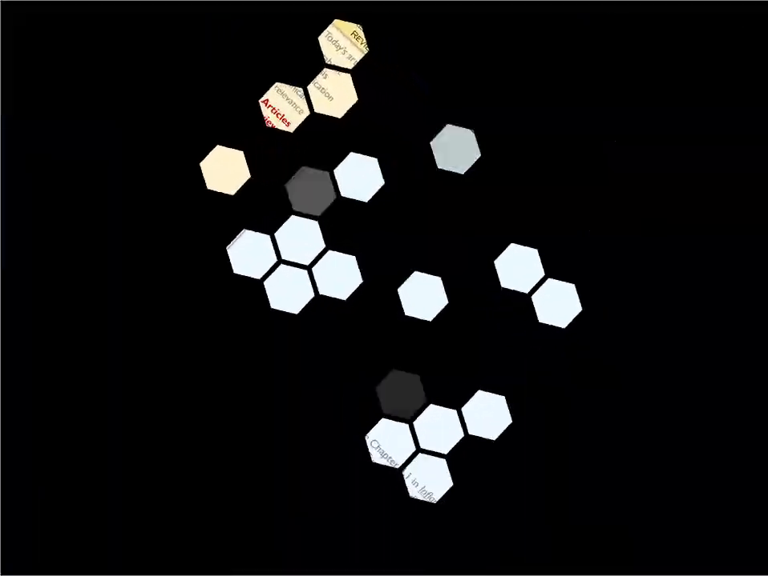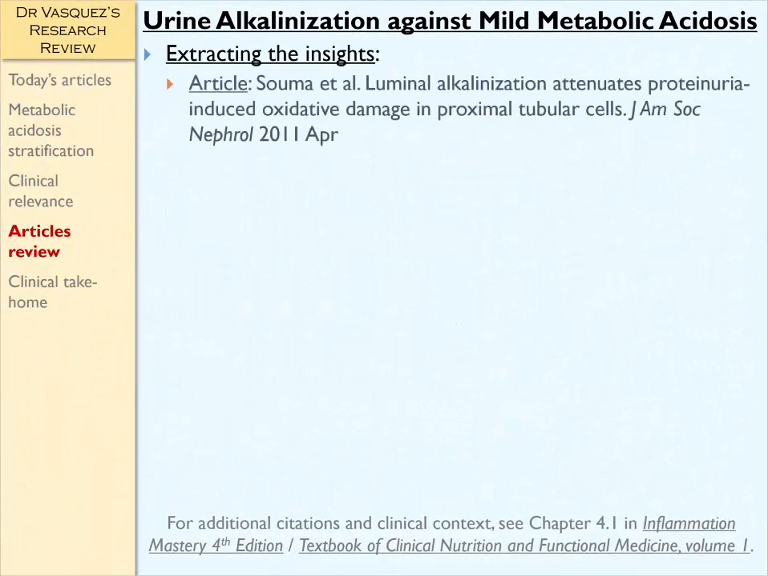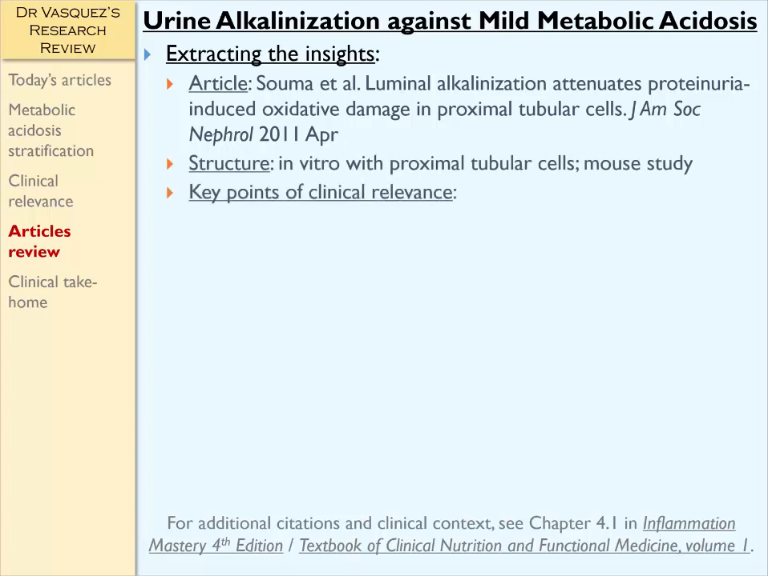We're going to start right now looking at this article, Luminal Alkalinization Attenuates Proteinuria-Induced Oxidative Damage in Proximal Tubular Cells. You can see this was published in the Journal of the American Society of Nephrology in 2011. This is an in vitro study with proximal tubular cells, and it was followed by a mouse study.